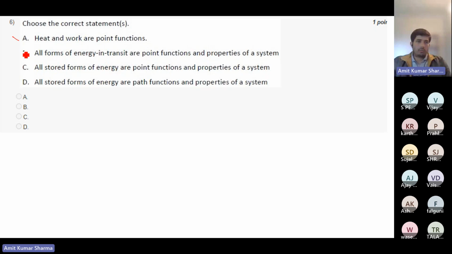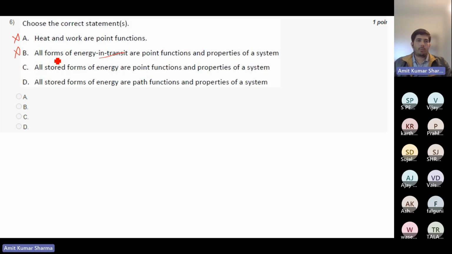Option A is wrong. Option B: all forms of energy in transit are point function and properties of the system. No, they are not point functions, because energy in transit is work and heat, and they are path functions. They are not point functions. Work is energy in transit. Option B is also wrong.